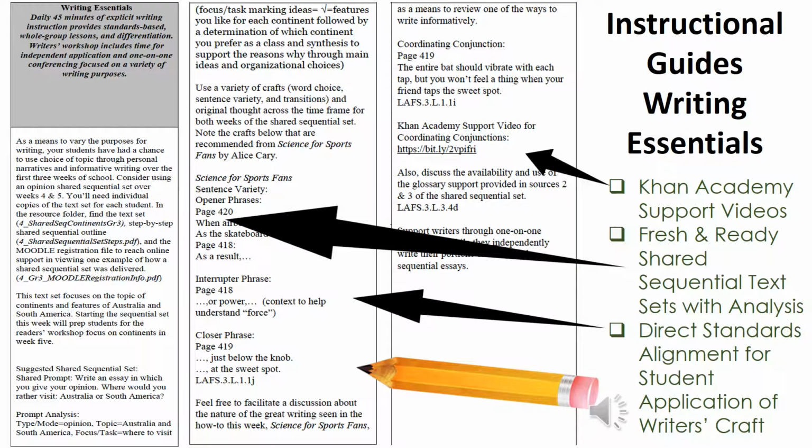You'll notice on this slide that the Writing Essentials column on the Week 4 instructional guide is shown. This week suggests using a shared sequential set focused on an opinion piece with the topics of Australia or South America. You'll also notice changes on our instructional guide can be seen with the specific examples of writer's craft connected directly to standards and pulled from the text used in readers' workshops. Also, some language standards information is enhanced with Khan Academy video links for you and your students.